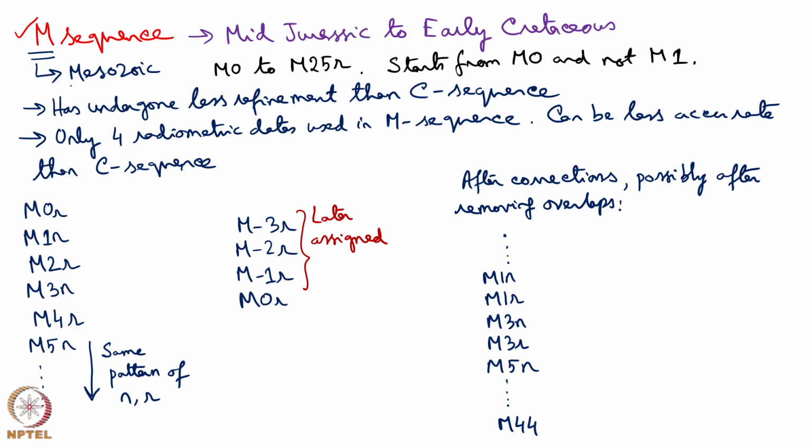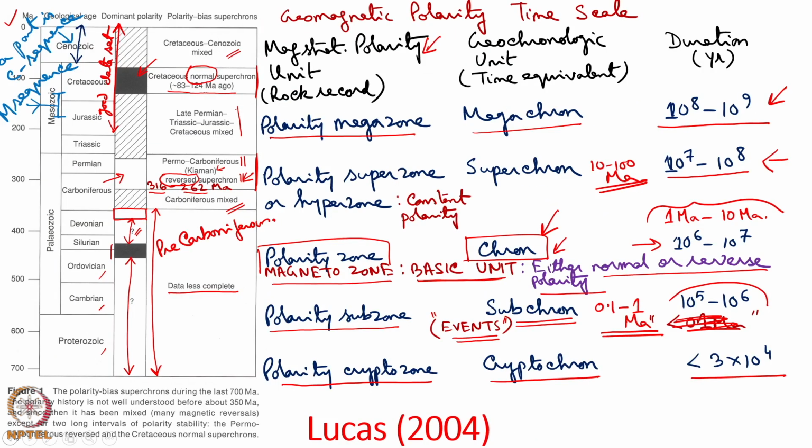Now, as we looked at the C sequence, there is also an M sequence in the magnetostratigraphic column, and let us try to understand it. First of all, this M indicates Mesozoic. So, on the Mesozoic rocks this sequence was established, but it was not covering the entire Mesozoic. In fact, it was covering mid Jurassic to early Cretaceous time. Just to recollect, where is that mid Jurassic to early Cretaceous in the sequence? Here is the magnetostratigraphic column, and the M sequence comes over here, mid Jurassic to early Cretaceous. This is the M sequence.